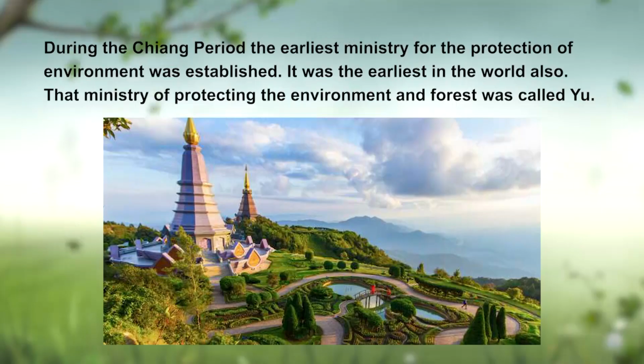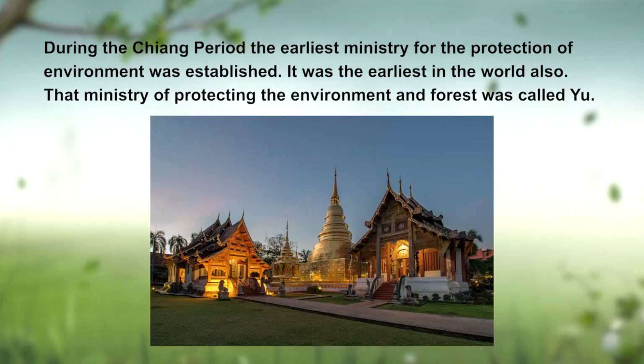While it is said that during the Qiang period, the earliest ministry for the protection of the environment was established, and that is also the earliest in the world. That environmental ministry, or the Ministry of Protecting Environment and Forest, was called Yu, spelled Y-U.